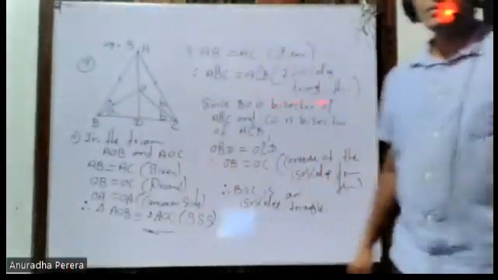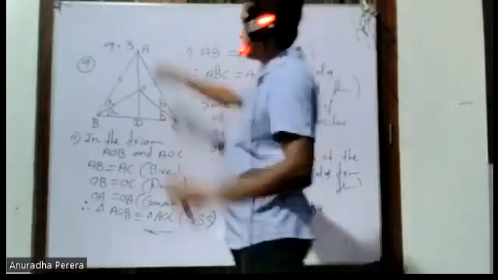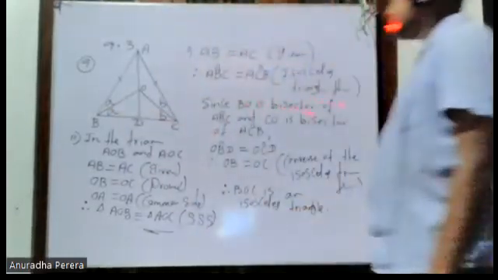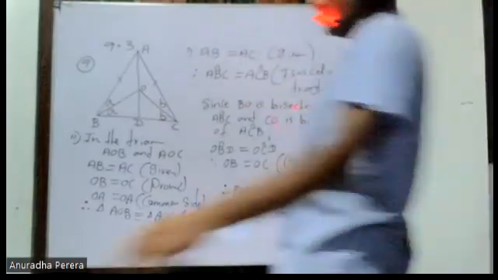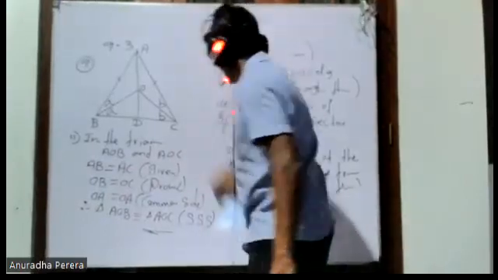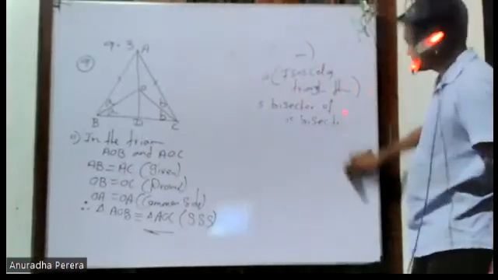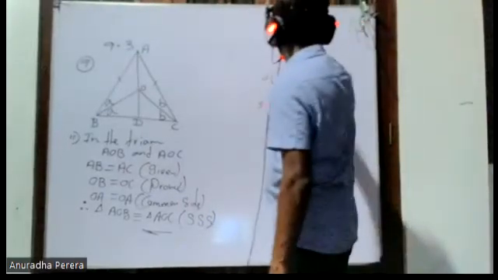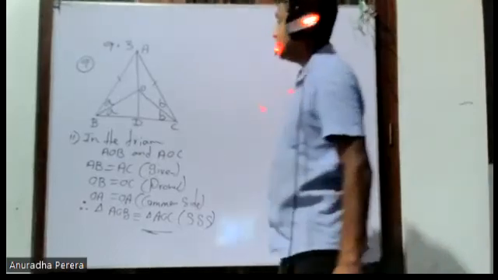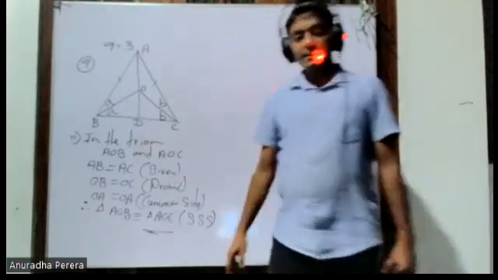And the third one, AD is perpendicular to BC. Then how to prove it? How do we do that? AD perpendicular to BC means you have to prove this angle is 90 degrees. If we can show this is 90, it is fine.